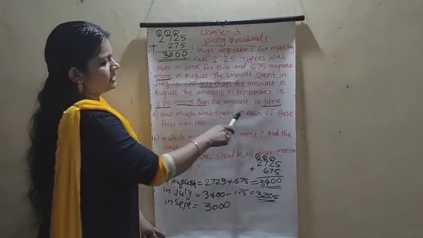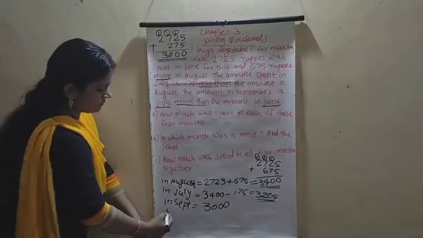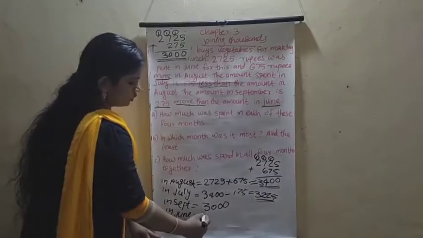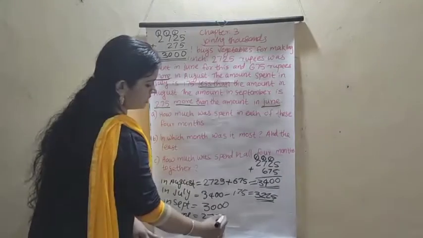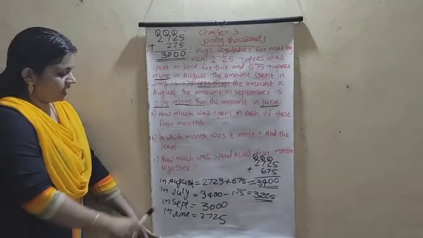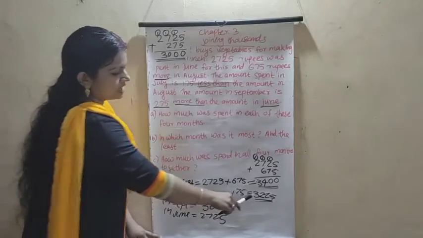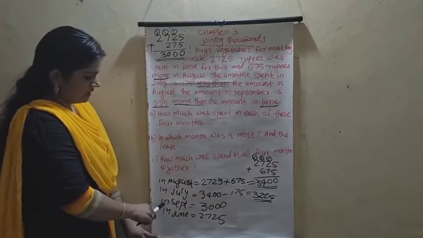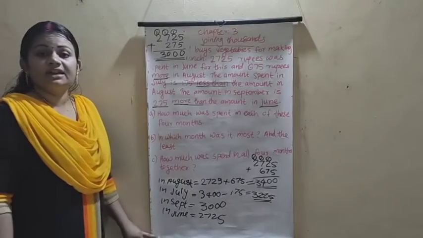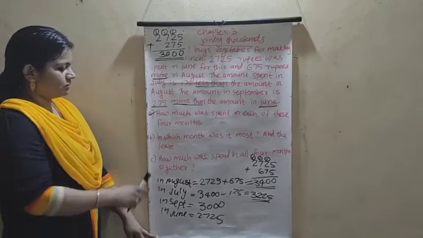What is the first question? How much was spent in each of these 4 months? June is already there, 2,725. In August, 3,400. In July, 3,225. In September, 3,000. In June, 2,725. The first question is solved. Then what is the second question?